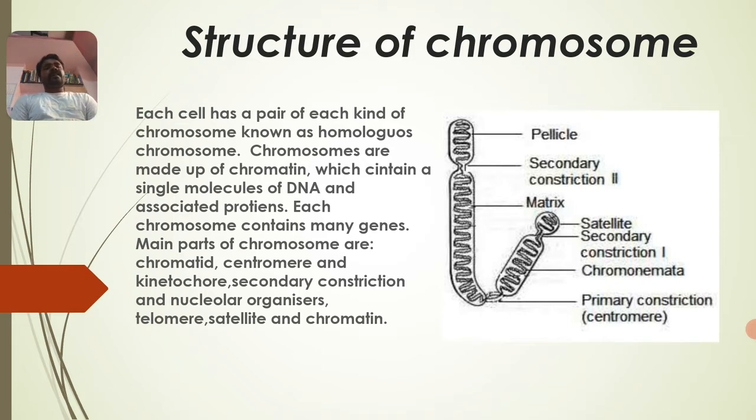And for the shape of the chromosomes, on the basis of the presence of the centromere, chromosomes are classified into 4 different types. One is metacentric chromosome, submetacentric chromosome, acrocentric chromosome, and another one is telocentric chromosome. What is the shape of the metacentric, and where is the centromere situated? In metacentric, the centromere is in the central region. Both the chromatids are equal in size and they look like a V shape.